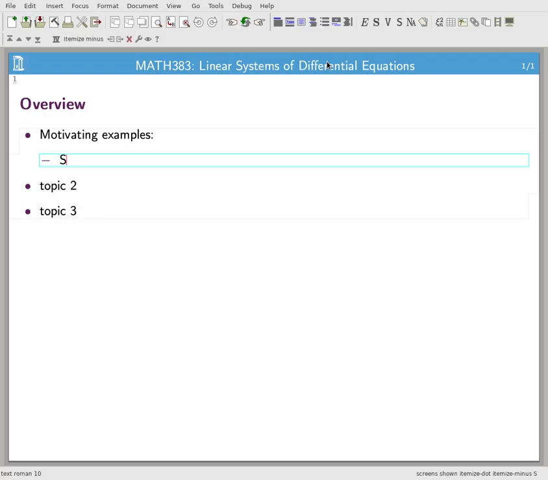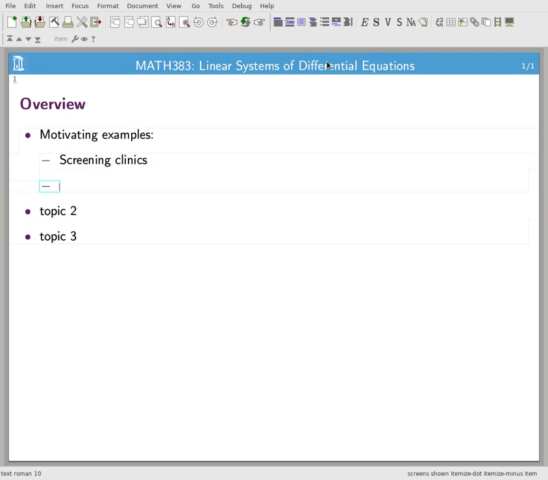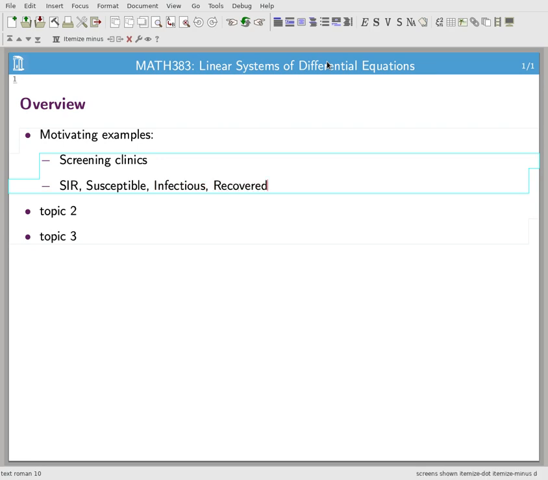We'll start off with a model for interacting screening clinics. As we will see, this leads to a linear system of differential equations. We will then consider the prototypical model that is used in infectious disease propagation in a population, the SIR model. This is an acronym for susceptible, infectious, recovered. As we'll see, this model leads to a nonlinear system of differential equations.